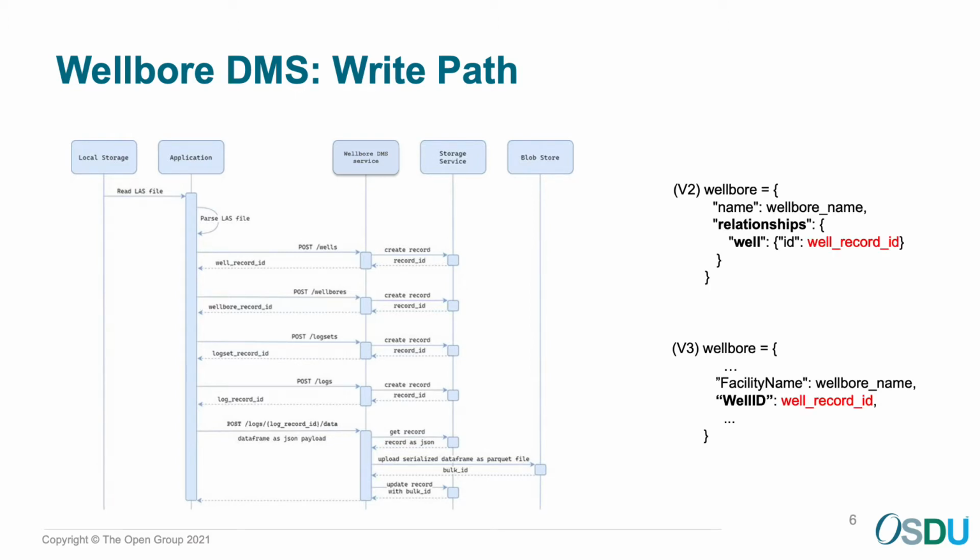The next entity we create a record for is Wellbore. You create it in a similar way, but there is an important difference. You should add the relationship field with the well information in it. If we talk about the R3 release, instead of relationship property, you should fill well ID.